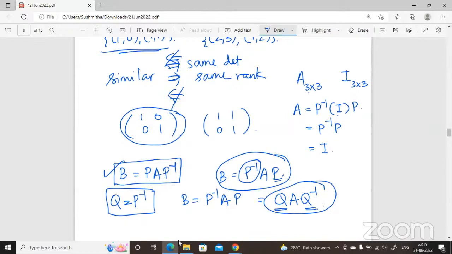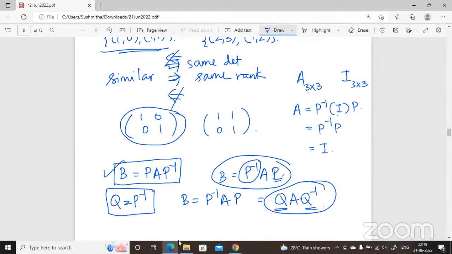Okay, ma'am, we can write it that way. But since sir has stuck to this, all of us are doing the same thing, P inverse A P. Yeah, ma'am. I got confused in that one and spent more time on it. No, it's all equivalent.